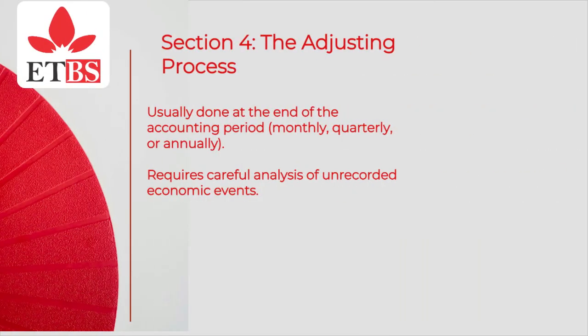Section 4. The adjusting process. Usually done at the end of the accounting period: monthly, quarterly, or annually. Requires careful analysis of unrecorded economic events. Adjusting entries are journalized and posted to the ledger accounts, followed by preparing the adjusted trial balance, which reflects updated account balances.